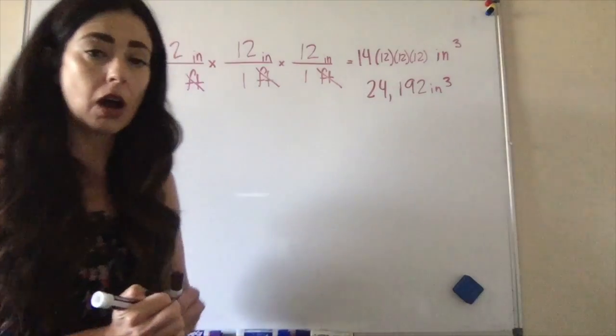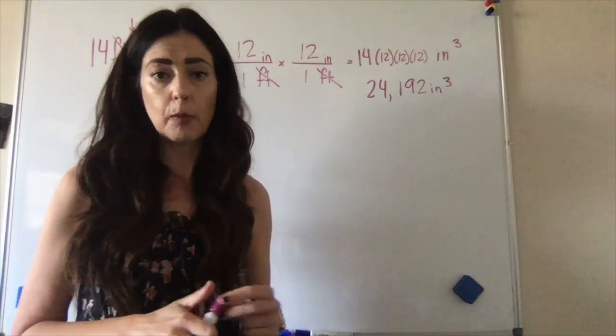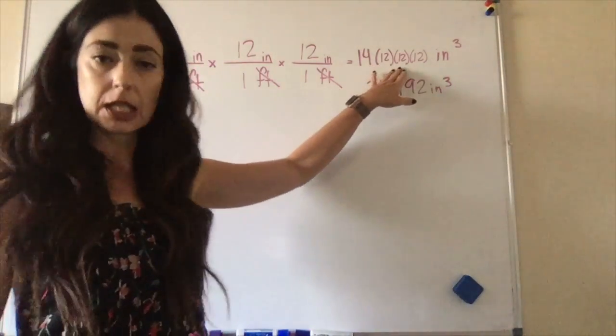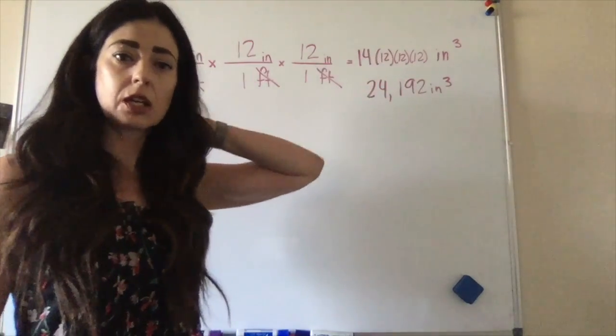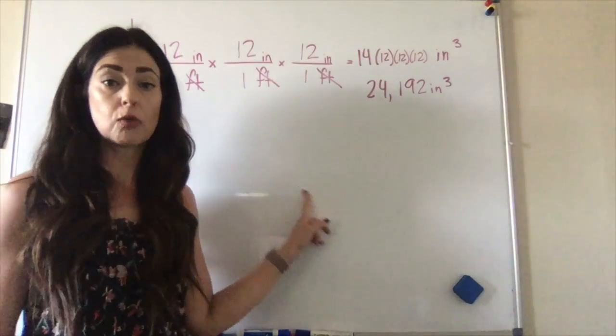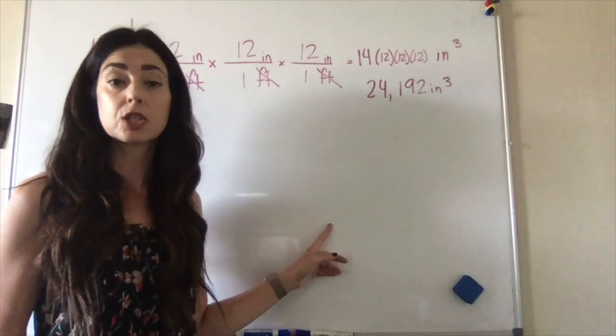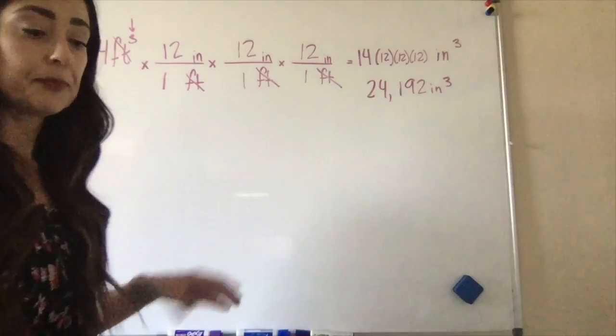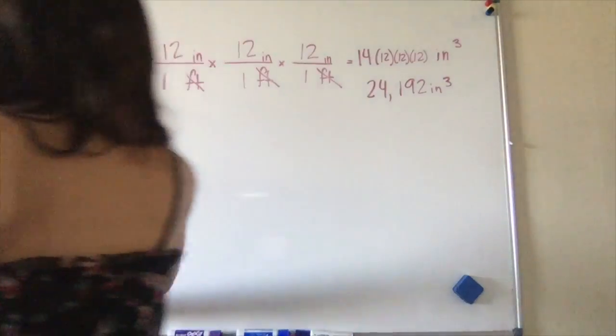Okay, as you get on into higher level math and science, a lot of times you're going to see it just left like this. This just acknowledges that you know you have to multiply 14 feet times 12 3 times to get it into cubic inches. All right, so let's look at the second example.